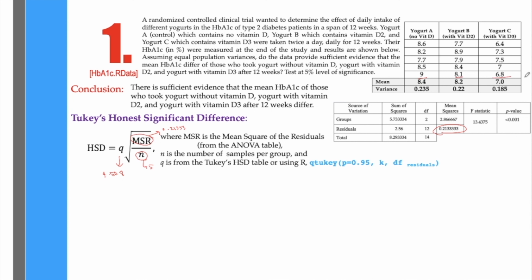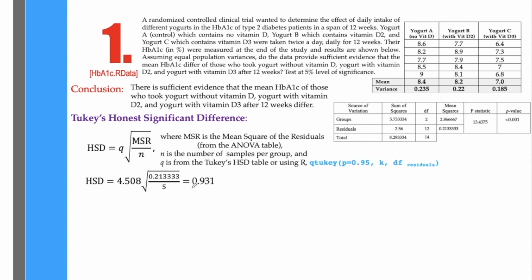So keep in mind here that Tukey's honest significant difference is only applicable when you have equal samples in each group. If in case the number of samples are different in each group, there's a modified formula for the Tukey's honest significant difference in that case. Now, substituting these values, we're going to have a value which is 0.931.